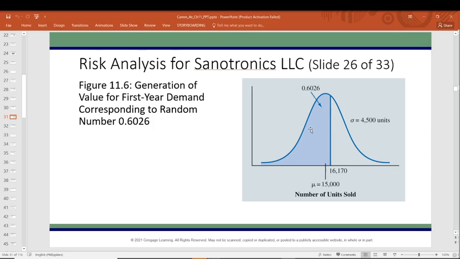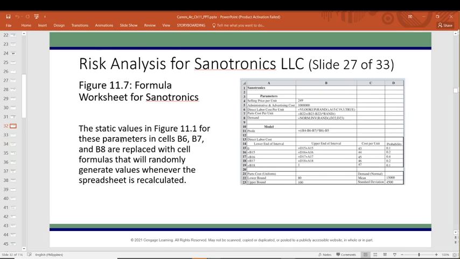For the generation of the value for first year demand, corresponding to the random number of 0.6026, the static values in figure 11.1 for these parameters in cells B6, B7, and B8 are replaced with cell formulas that will randomly generate values whenever the spreadsheet is recalculated.